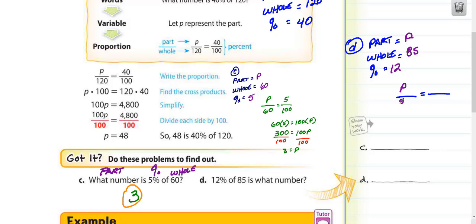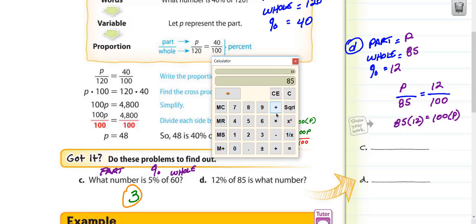So part, 85, 12, and of course, that's always 100. So we have 85 times 12 equals 100 times P. 85 times 12, you should have had 1020 equals 100P. You're going to divide both of those by 100. That's the coefficient.